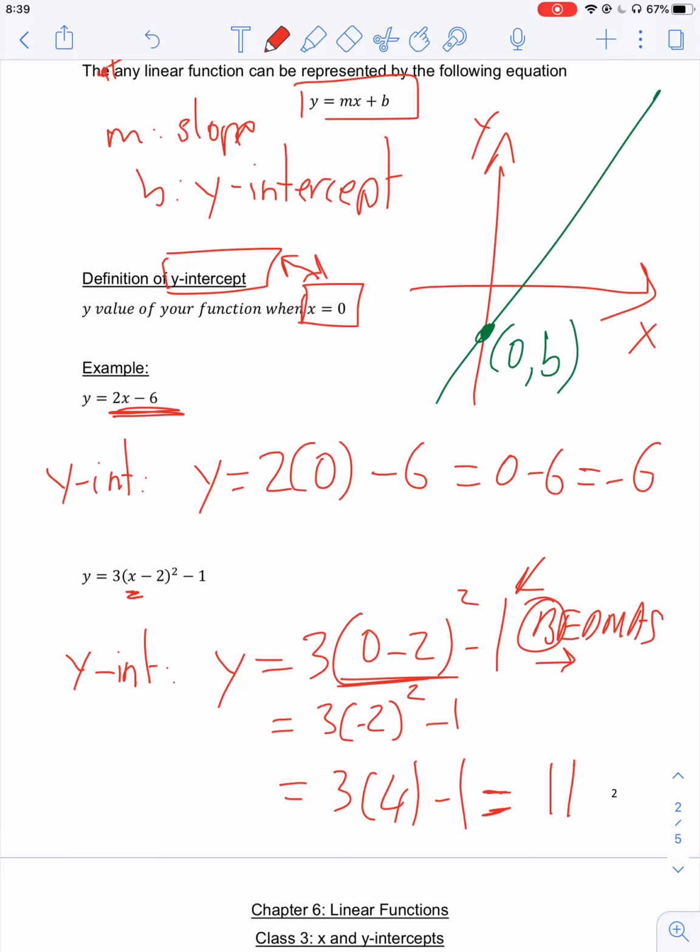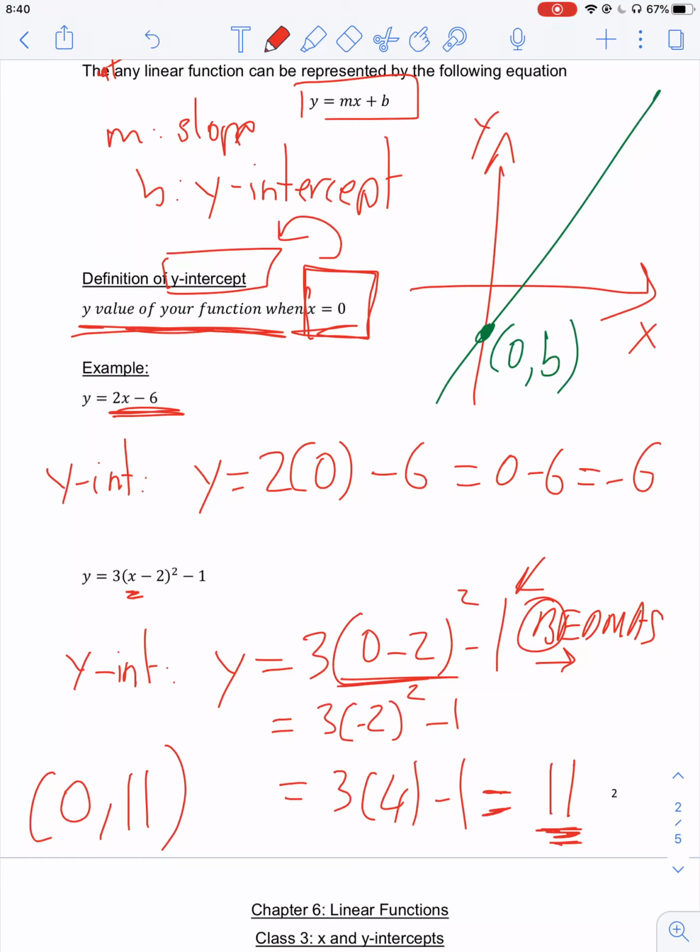Okay, so how do you find the y-intercept again? Whatever your function is, it doesn't matter how complicated your function is. All you have to do is replace the x value by 0, and you will get your y-intercept, okay? So y-intercept, again, is the y value of your function when x is equal to 0, right? So if I were to write this as a coordinate, this would be my x is 0, my y value is 11. Okay, so this is my y-intercept.